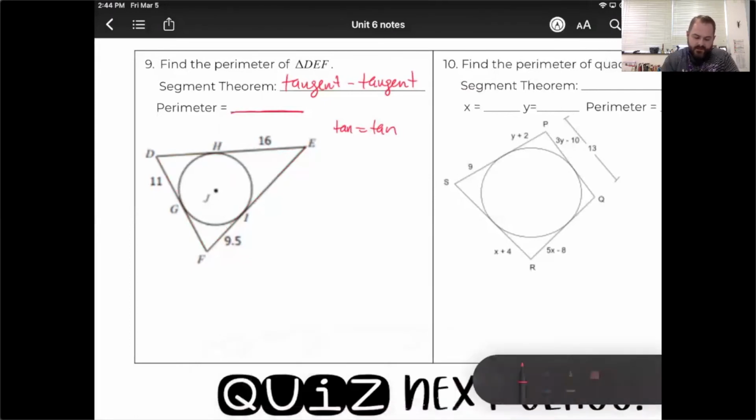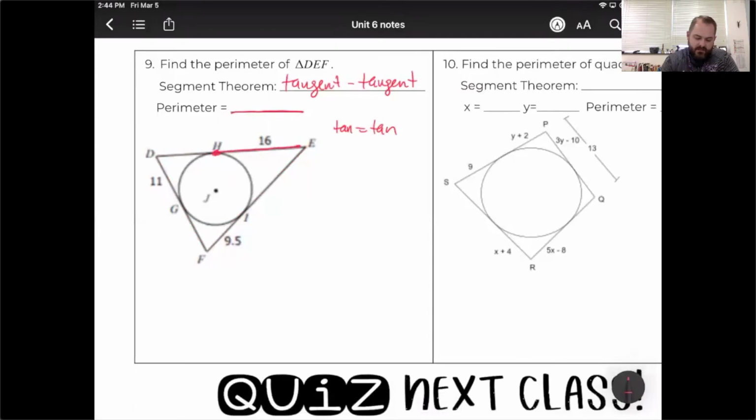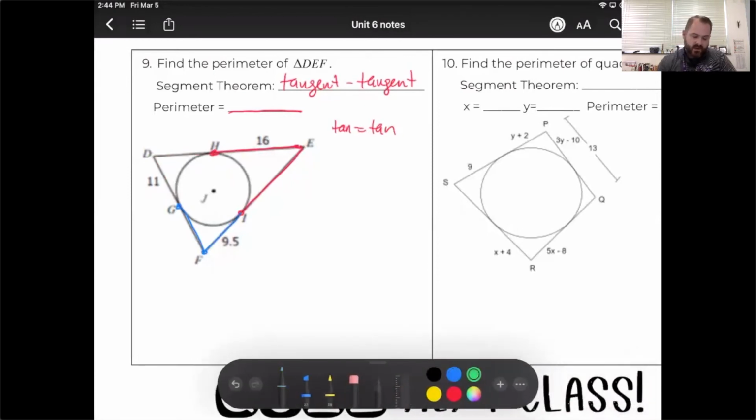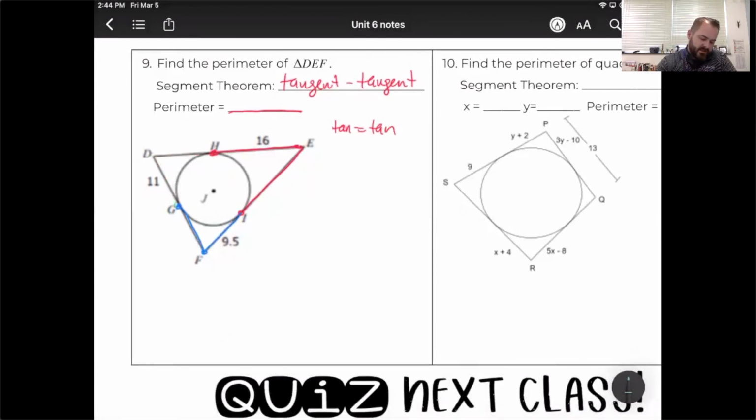So we've got HE and IE that are equal to each other because they're each tangent segments. We also have GF and IF. Those are equal to each other because they're both tangent segments. And then we also have GD and HD that are equal to each other. So I'm just going to start filling in the things that would be equal to each other.